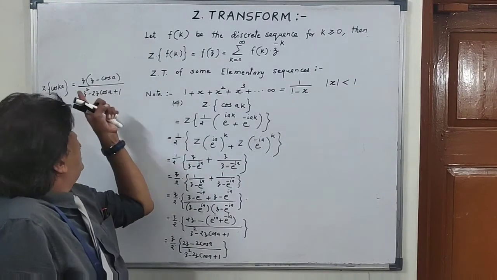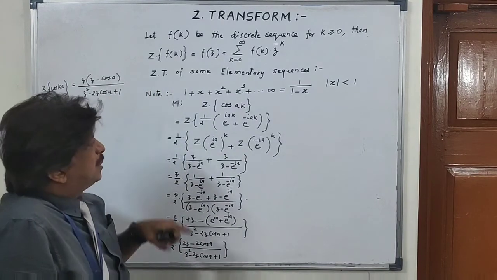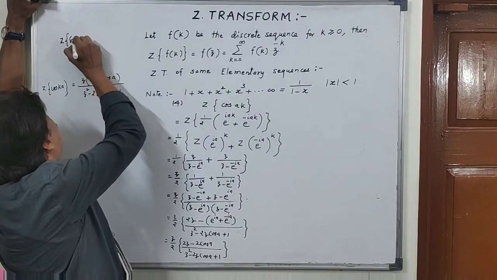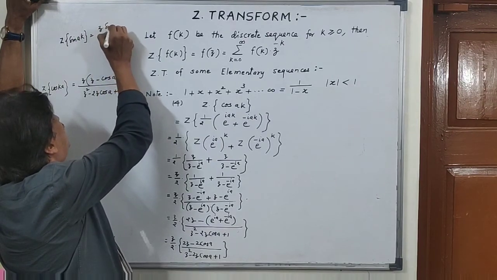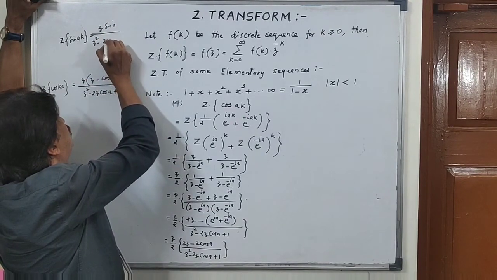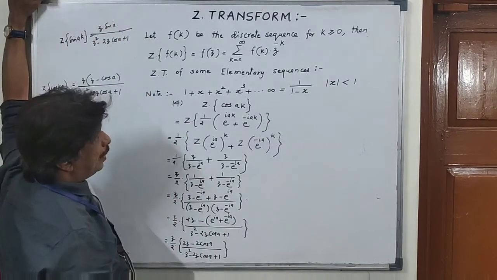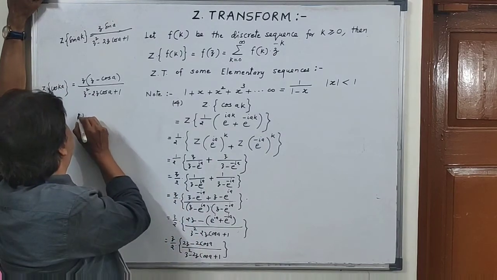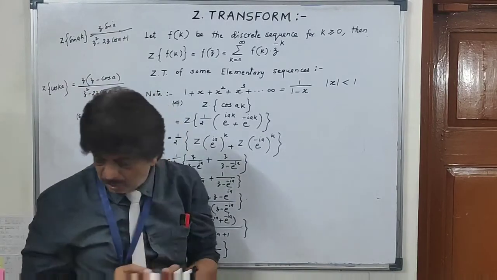For sin AK it is Z sin A upon this. So Z transform of sin of AK is equal to Z into sin A upon the same denominator, Z square minus twice Z cos of A plus 1. Similarly, fifth, sin h of AK and cos h of AK.